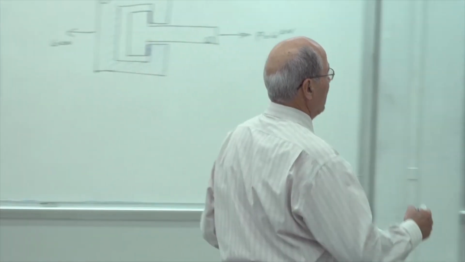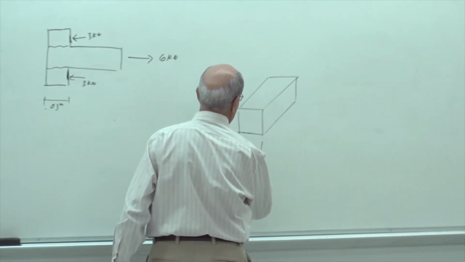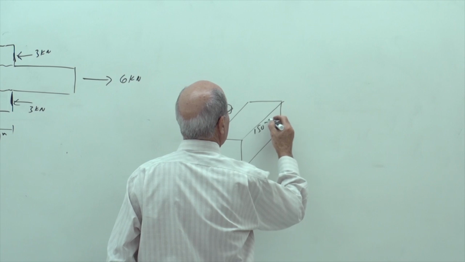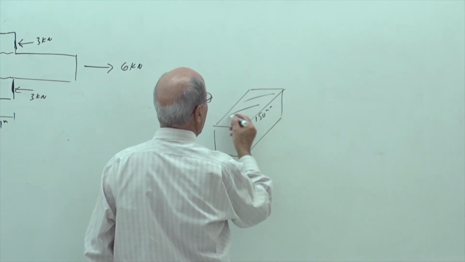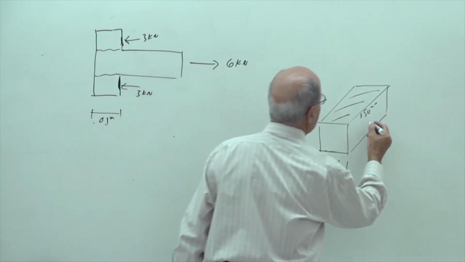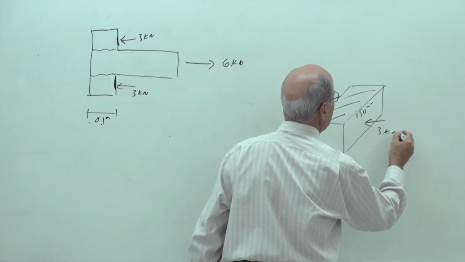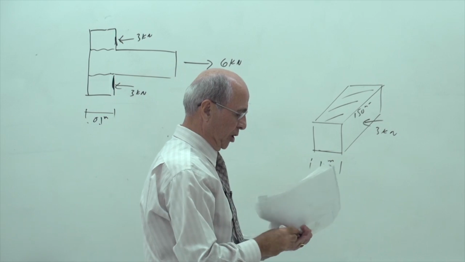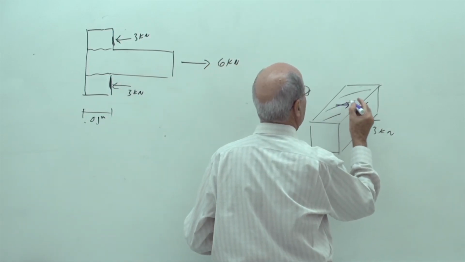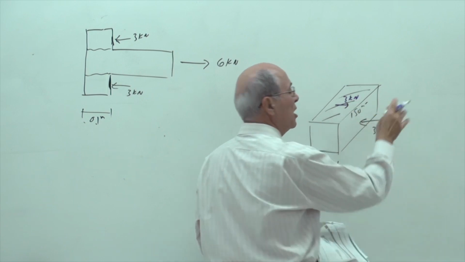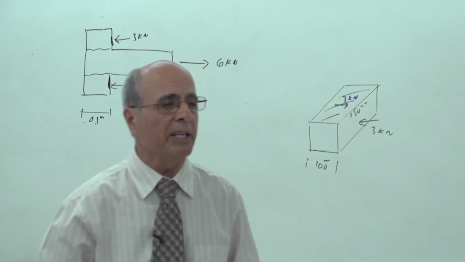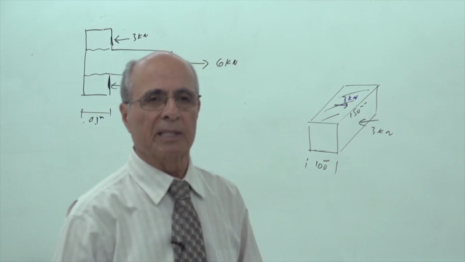In other words, if this is 100 millimeter, this is 150 millimeter. So this area is being sheared off. Where the force is here, this is the 3 kilonewton. So, just being complete, you have a shear force of 3 kilonewton here, which we can assume uniformly distributed over the entire area. That's what you were asking, correct or not?